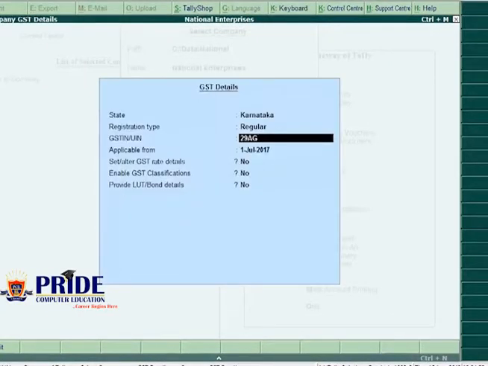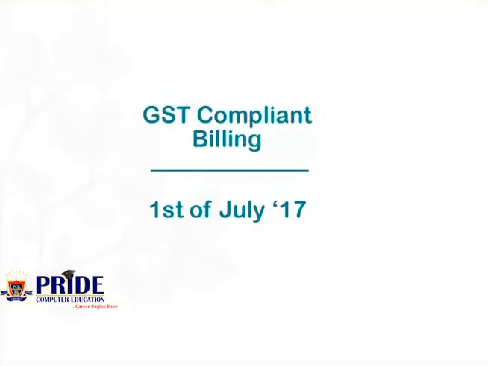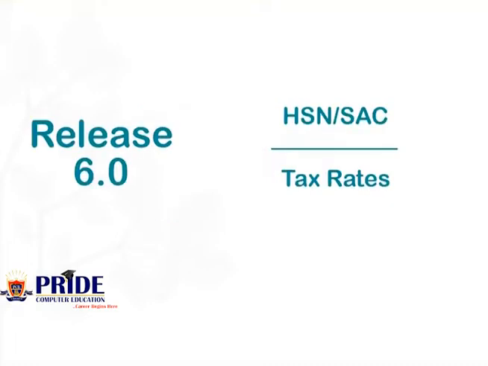One of the first things to do is recording your company's GSTN number. Let's take a look at how to begin GST compliant billing from July 1st. Release 6.0 provides you an easy way to specify HSN or SAC codes and tax rates on a single screen.